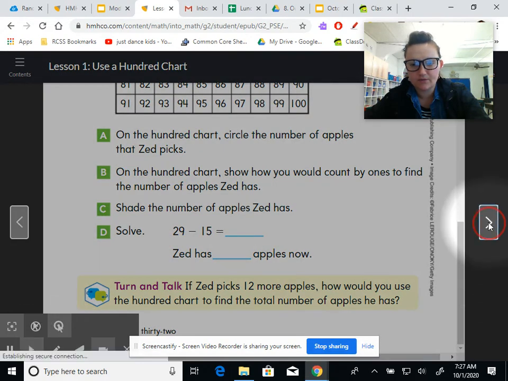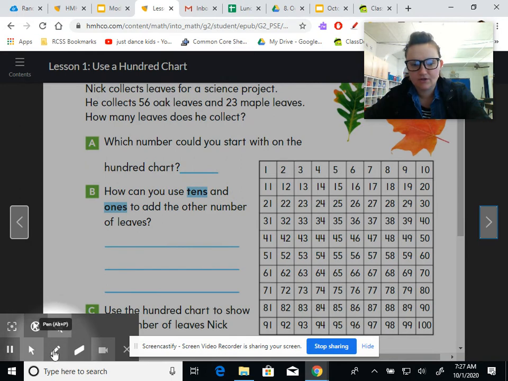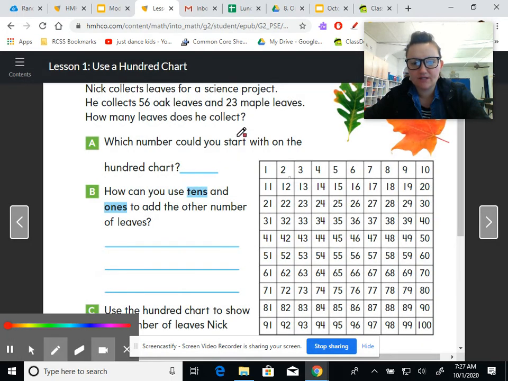All right, let's keep going. So Nick collects leaves for a science project. He collects 56 oak leaves and 23 maple leaves. Okay, so here are the oak leaves and here are the maple leaves. So how many leaves does he collect? A, which number could you start with on the 100 chart? So I would probably start with the biggest number, which is 56. So I'd find 56 right there and circle it.